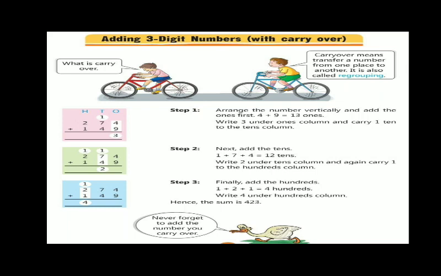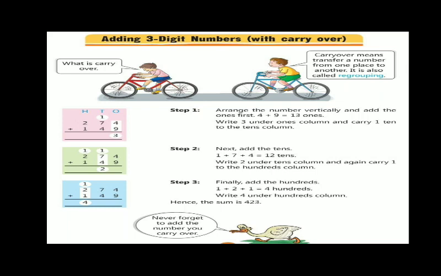For example, here two numbers are given, 274 and 149. We have placed the numbers according to their place values, and now we'll start adding the digits at the ones place. Here 4 plus 9 is 13. So we'll write 3 in ones place and 1 will go as carry over to the tens place.